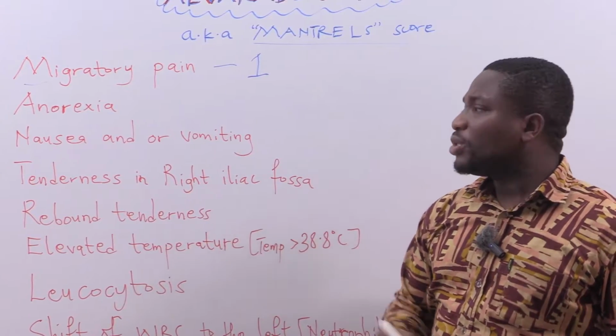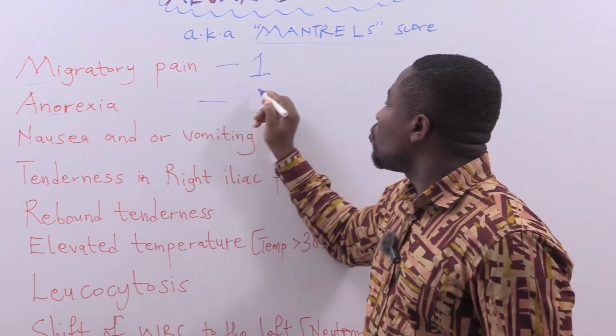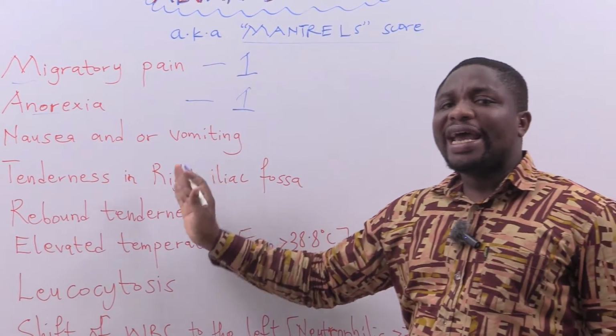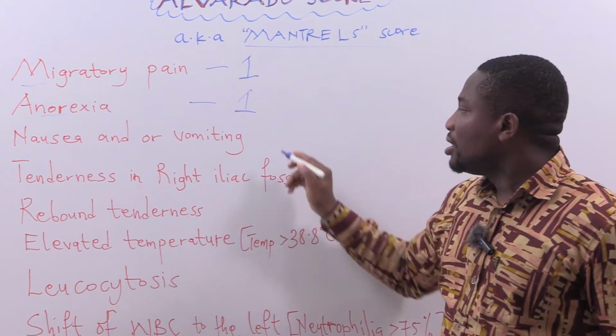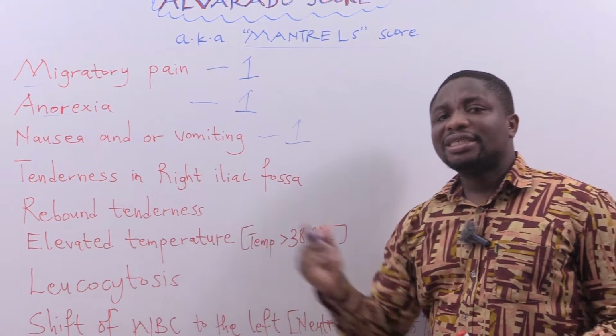The next component is the A, which is anorexia. If it is present, we'll give a score of 1. Then nausea and or vomiting. Any of them that is present, you'll give a score of 1. Then we'll move to the next one, which is the T.